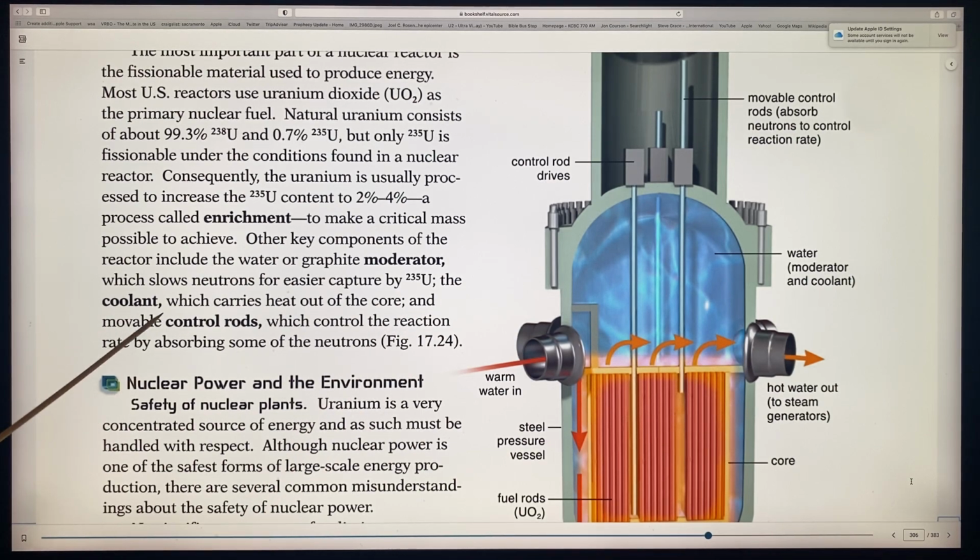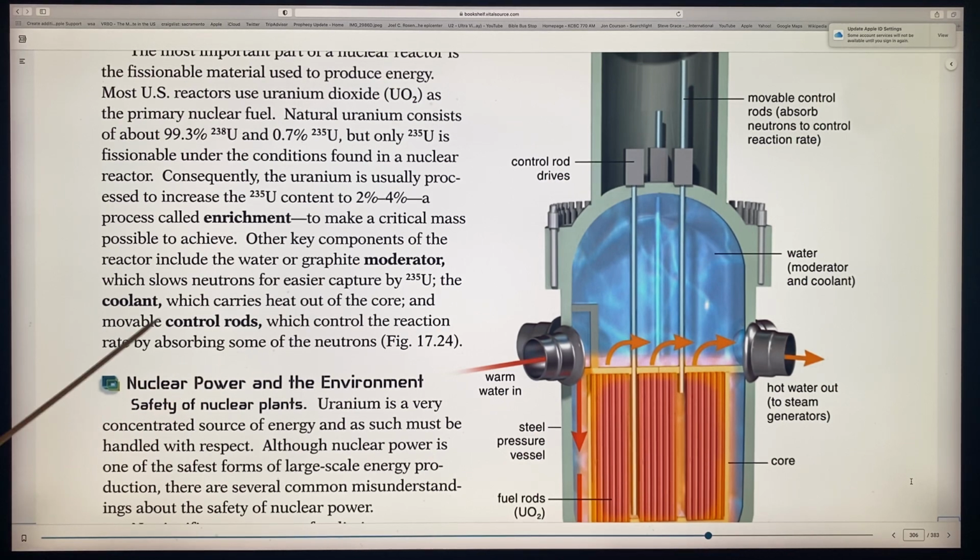And then the coolant. The coolant, like I said, carries the heat out of the core so it doesn't just heat up and melt down. They call that a meltdown. When the coolant cannot cool it off, it will totally melt down. And that's a nuclear accident for sure.